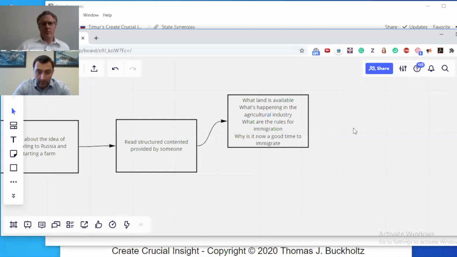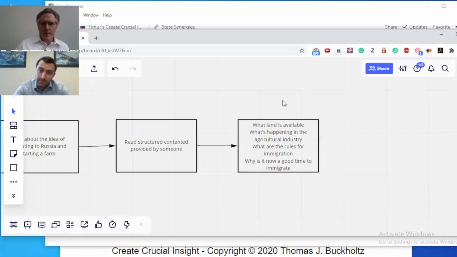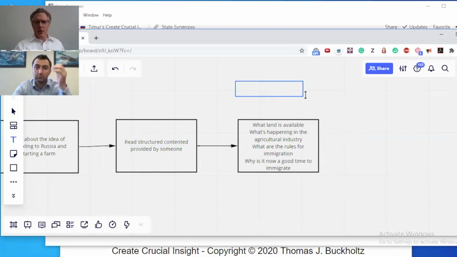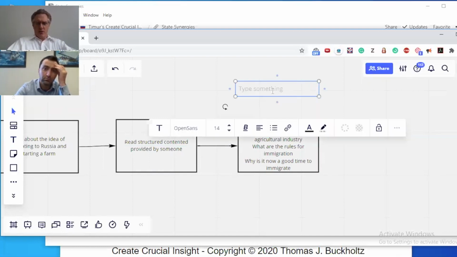All right. So let's say that this person is reading your website, and so we can put a title here. What do we call the place where someone is getting information? Well, the website that we have is Moving to Russia.